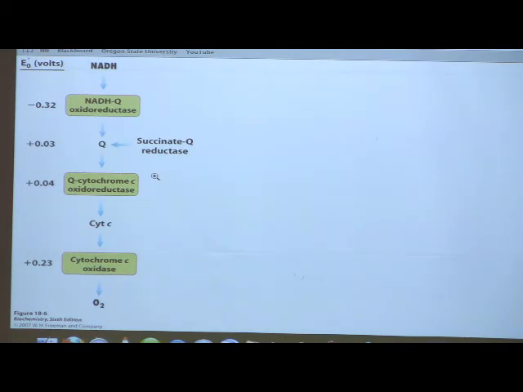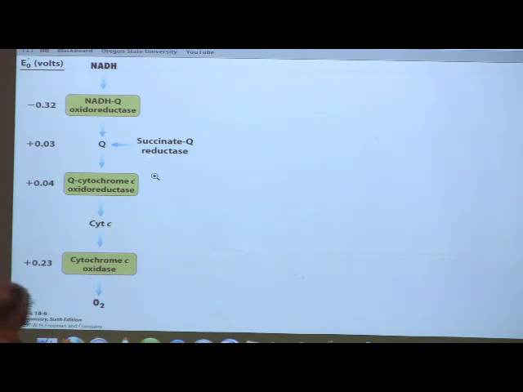Yes, sir? Does this all happen within the membrane, or are there any extra membranes? Everything happening here, once it has left the NADH, is occurring in the membrane. Everything. The inner mitochondrial membrane. That's correct.